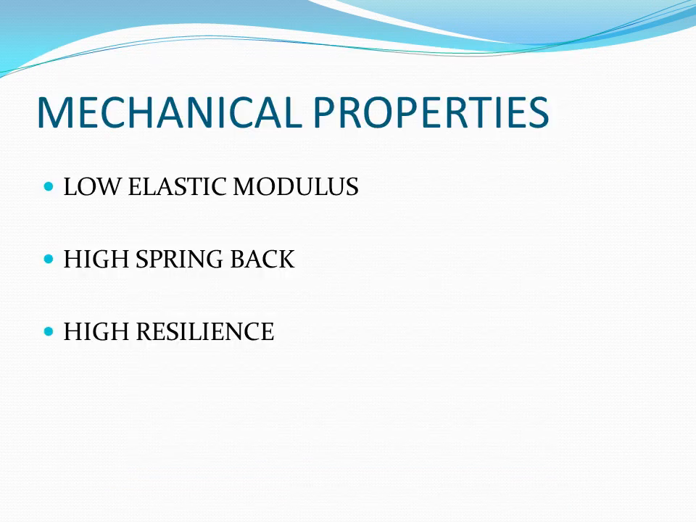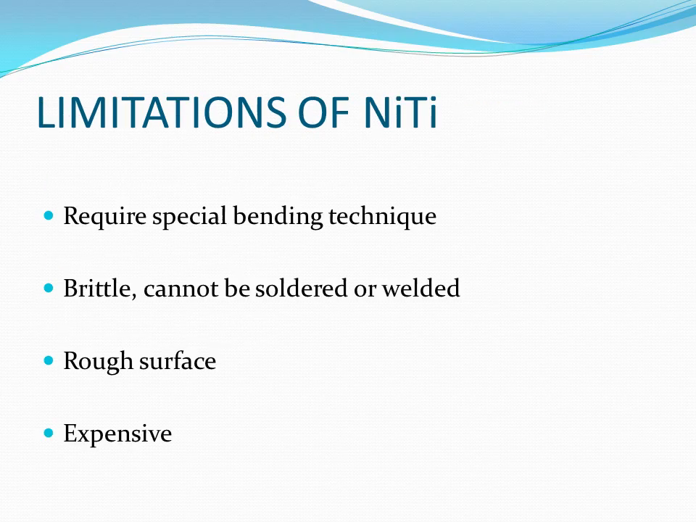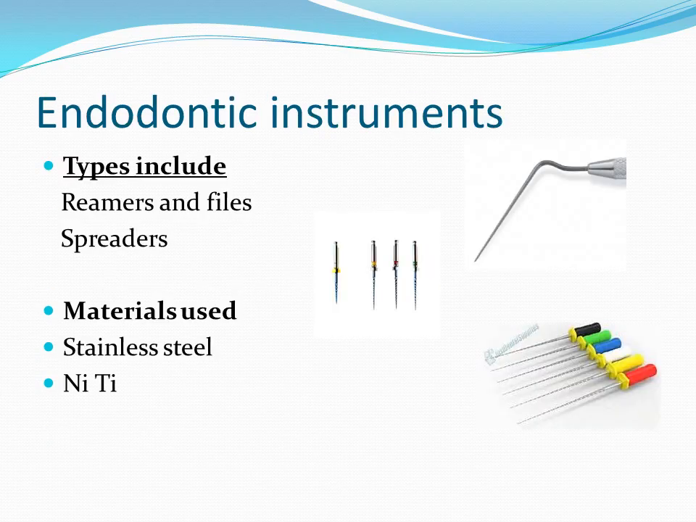So the mechanical properties of nickel titanium, apart from the shape memory and super elasticity, include a low modulus of elasticity. It's not stiff, and has very good spring back. However, the drawbacks are that it is expensive, and it requires special bending technique and expertise. It is brittle, it cannot be soldered or welded or given any kind of heat treatment. It has a rough surface.